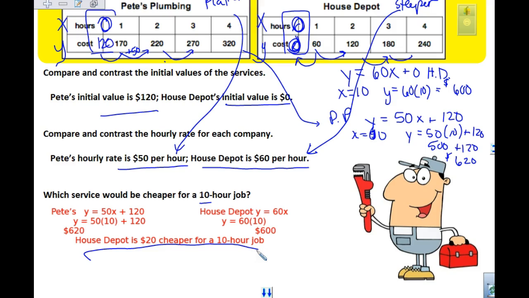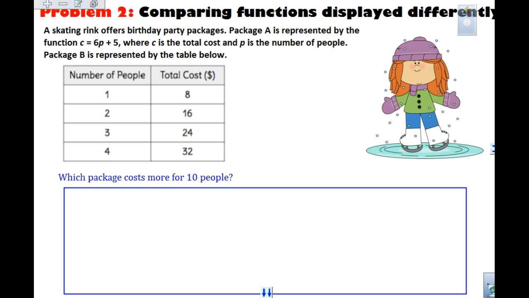You can just have it as you are looking at that. But that's going to tell us which one is. This one does start out at more per hour for Pete's Plumbing than House Depot. But Pete's Plumbing is going to be a less steep line. So now we're going to look at the top of the next page, on page 18.